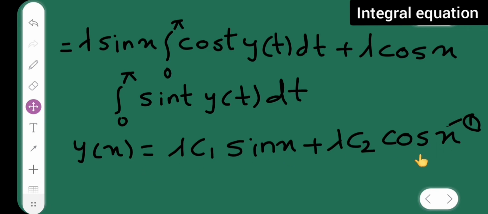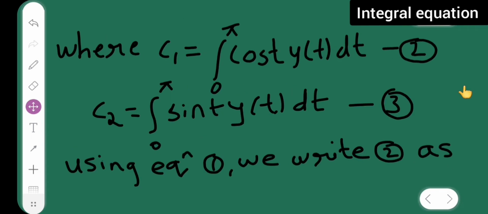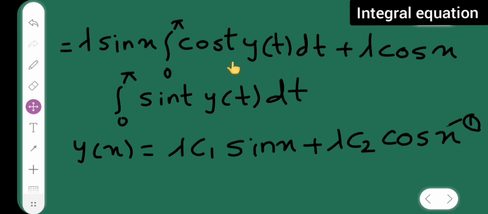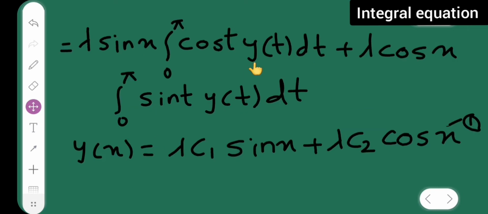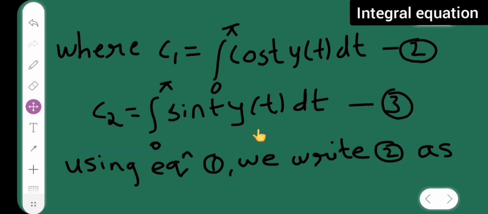And consider this equation as 1. Next, C1 is equal to integral from 0 to pi cos of t y of t dt, and I have considered this as 2. Similarly, C2 is integral from 0 to pi sine of t y of t dt. This I have considered as my C2, and I have written it over here, and consider this as equation 3.